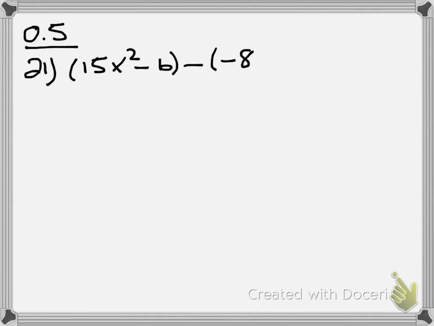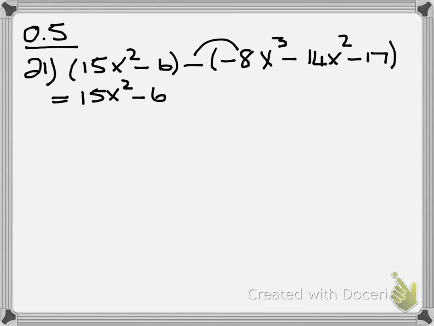Let's start on 0.5, number, say, 21. I will be posting this on Angel as soon as I get to campus. 15x squared minus 6 minus negative 8x cubed minus 14x squared minus 17. We have to note that this is a subtraction and not a multiplication. So all we have to do is remove all the parentheses. This is really a negative 1 that I'm going to distribute into that parenthesis, so all the signs within the parentheses are going to change.